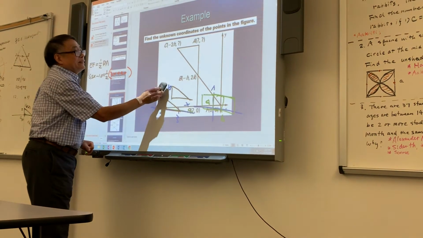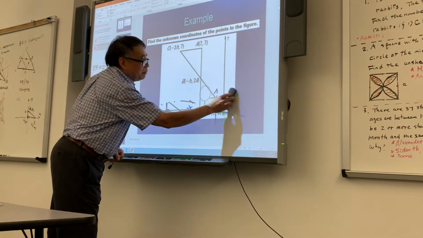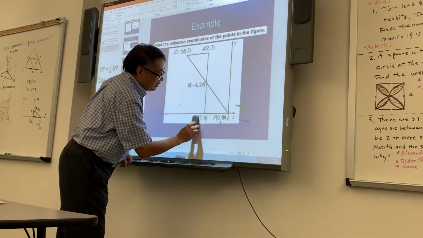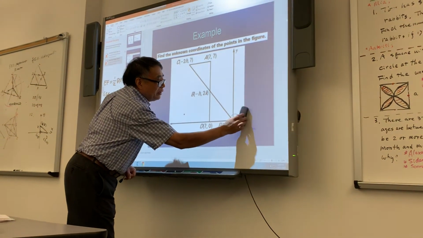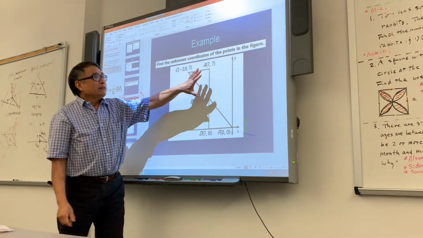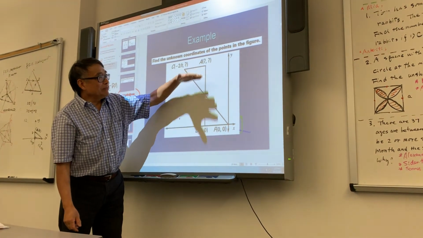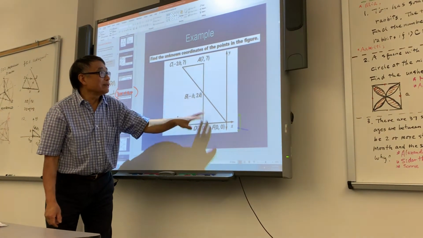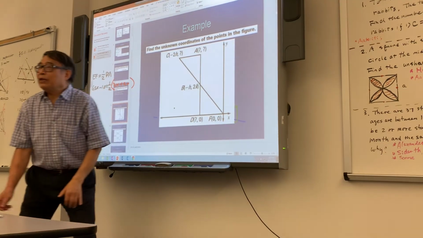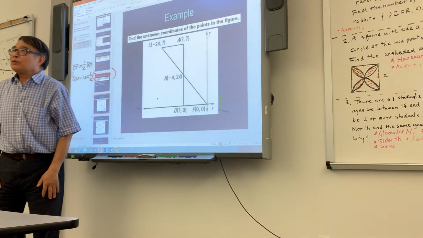Can you find the coordinates with the question mark? We have a question mark for D. For this question, D, this is the same length. Okay, this is the same length. So D's X coordinate should be what? Who can tell me, please?